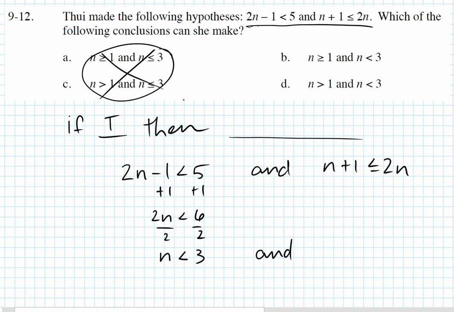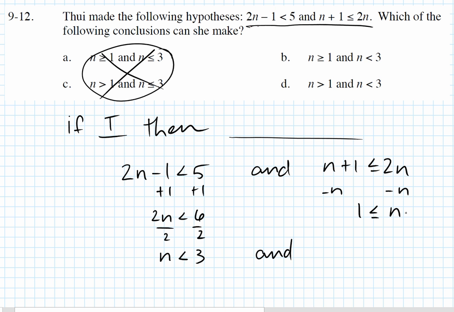Now over here for B and D, they both are n's are less than 3. So one of those is probably going to be it. In fact, I can see which one it has to be just based on the inequality symbols, but let's go ahead and solve this anyways. I'm going to subtract an n from each side. That is 1 is less than or equal to an n.